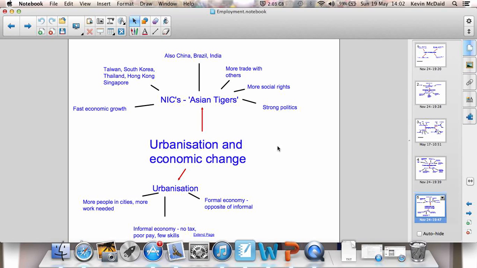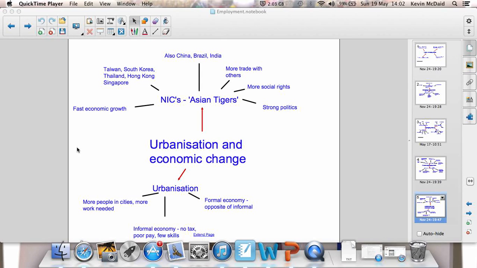In Southeast Asia, you have countries known as the Asian Tigers: Taiwan, South Korea, Thailand, Hong Kong and Singapore. Their economies developed very, very quickly over the last 15, 20 years. More trade with other countries, but to grow quickly in your economy, you need social rights, you need strong politicians, you need a decent, stable government.